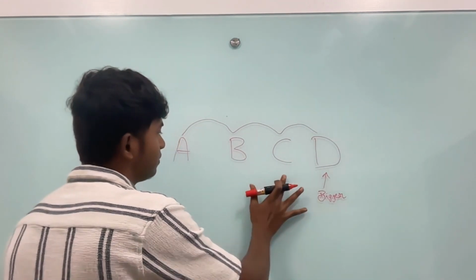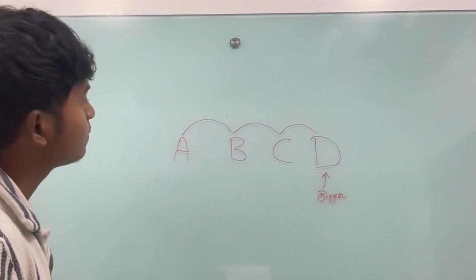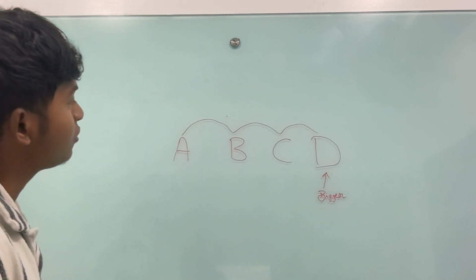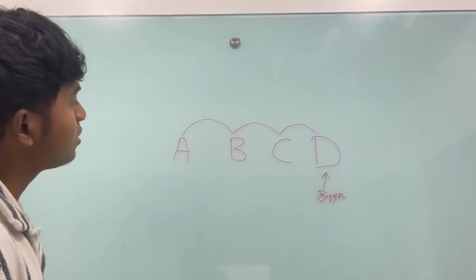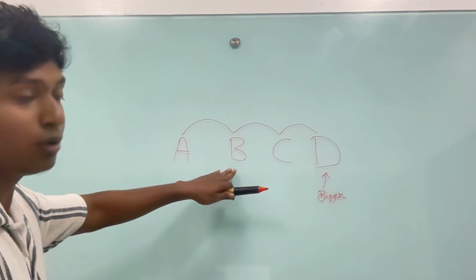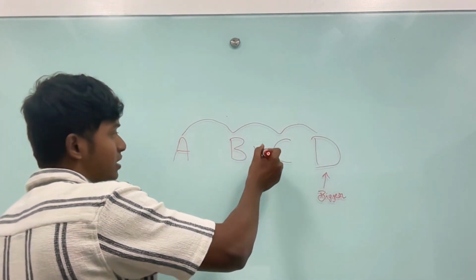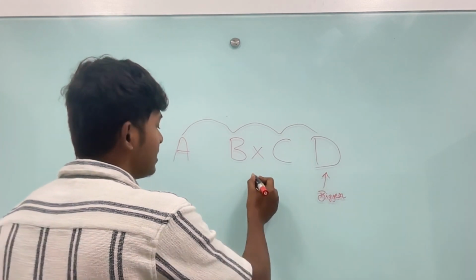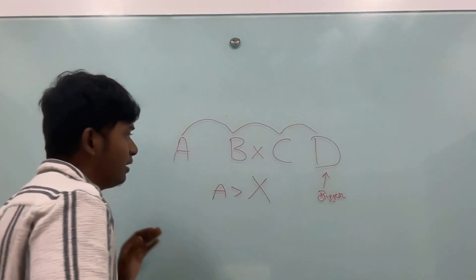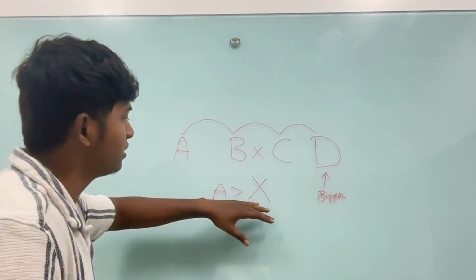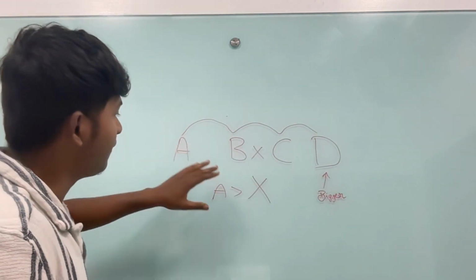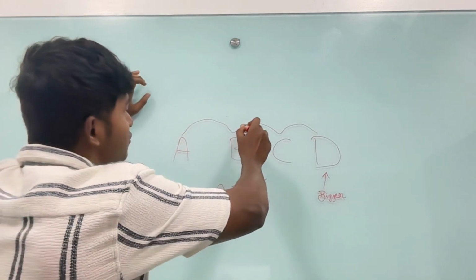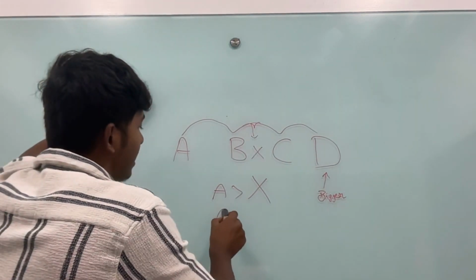So how do you optimize this? The thing is, A is less than D. Now let's take some intermediate number, let's say X somewhere between B and C. Let's see the relationship between A and X. If X is greater than A, then we wouldn't have to go that far, because we would have stopped here itself.